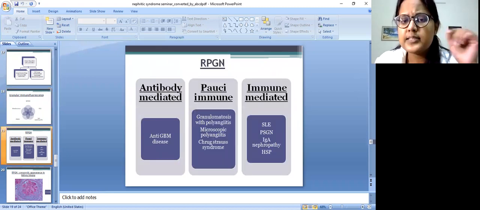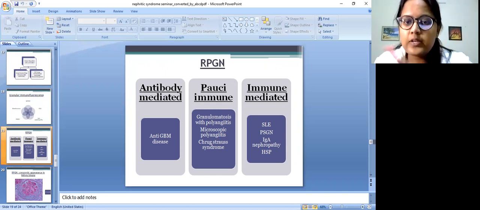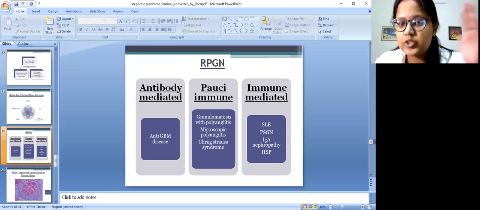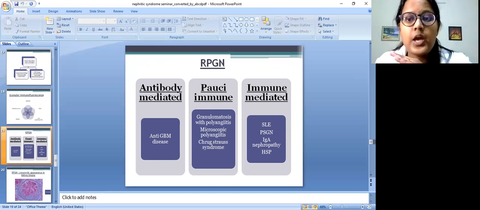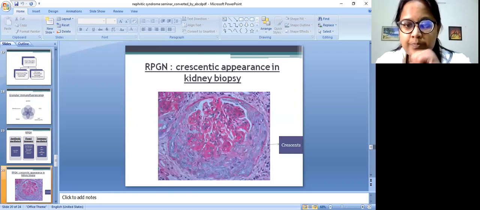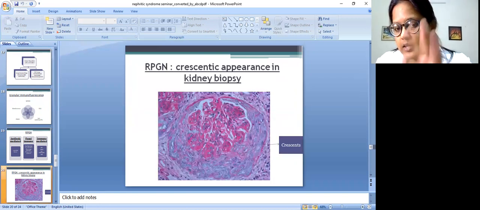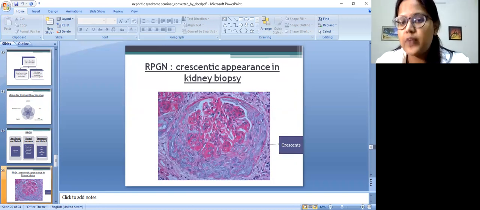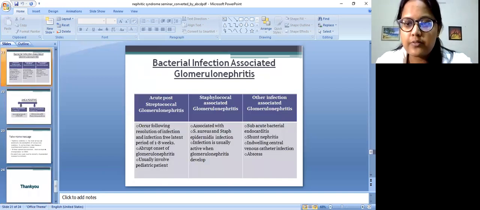This is rapidly progressive glomerulonephritis, RPGN. Any cause which causes nephritic syndrome in its extreme stage can result in RPGN. Your patient can go into acute renal failure and end-stage kidney disease with this. So this is the basic diagnostic histopathology of RPGN, crescent formation. So many inflammatory cells deposit in the glomerulus that they form a crescent and result in acute renal failure.